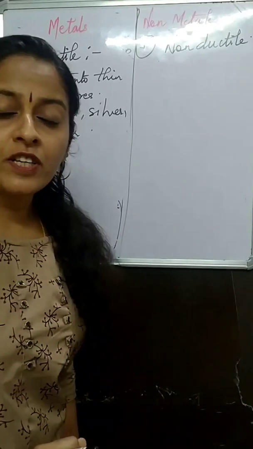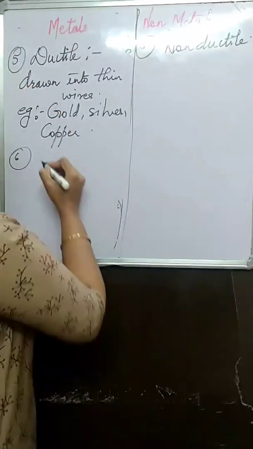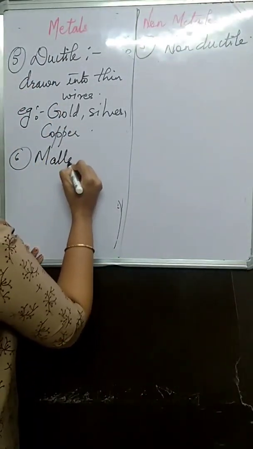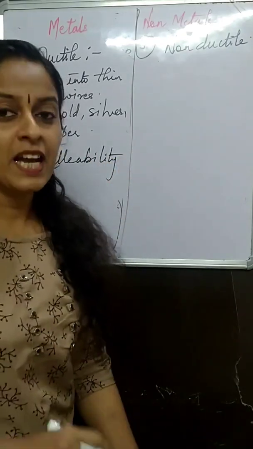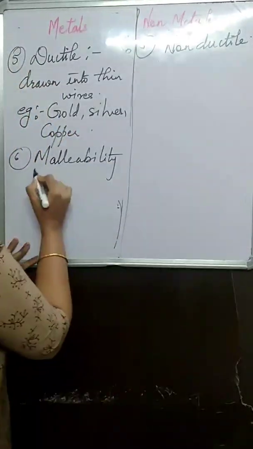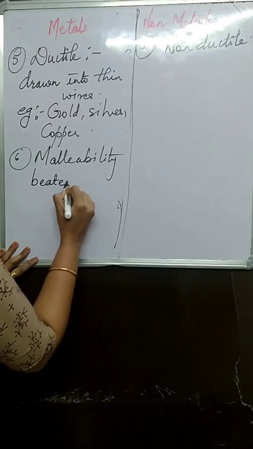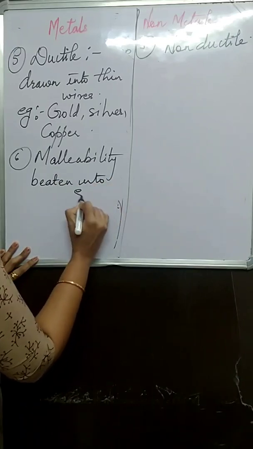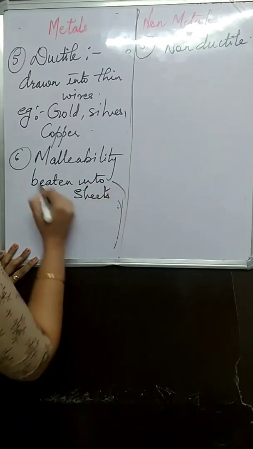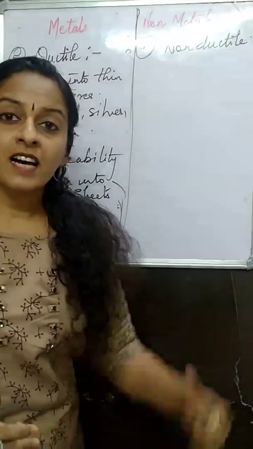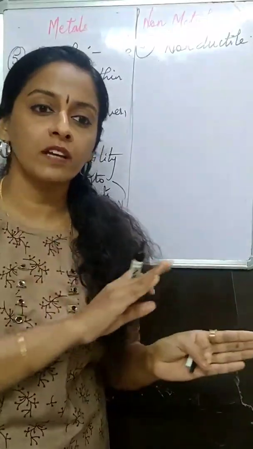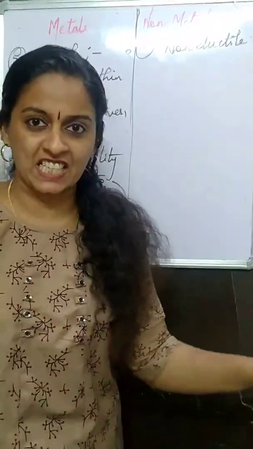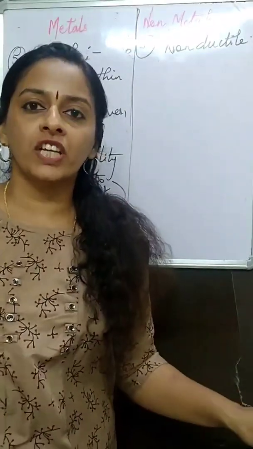The sixth point of distinguish between metals and non-metals is about malleability. Along with ductility, we have always discussed malleability. Malleability means they can be beaten into sheets. They can be beaten into sheets. Malleability means metals have a capability to be drawn into sheets. You can convert it into sheets.